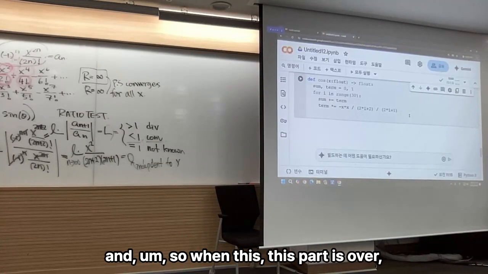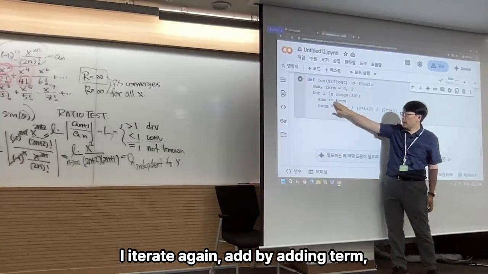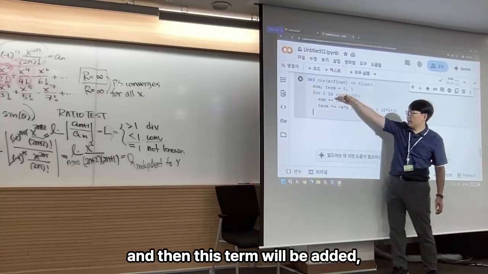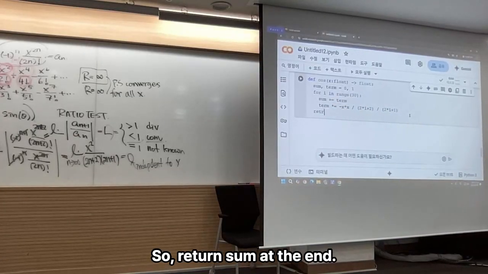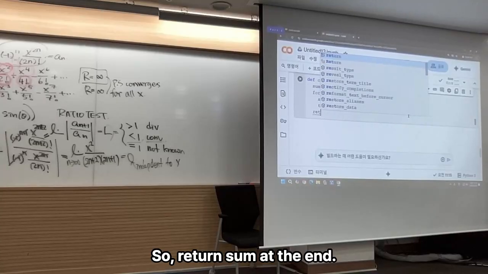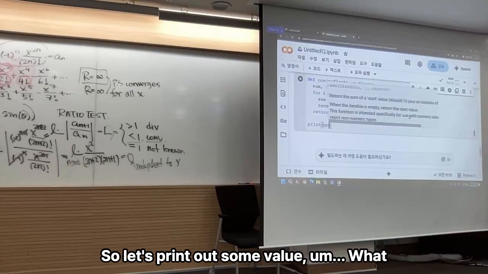And so when this part is over, I iterate again by adding the term. And then this term will be added, and then the term is updated again. So return the sum at the end. So let's print out some value.